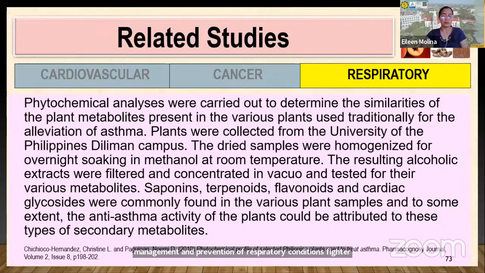Phytochemical analyses were also carried out in the Philippines. One of our researchers from the University of the Philippines conducted a phytochemical profile of some selected Philippine plants used to treat asthma. They identified secondary metabolites such as saponins, terpenoids, flavonoids, and cardiac glycosides, and identified these as the ones responsible for the anti-asthma activity of the plants.